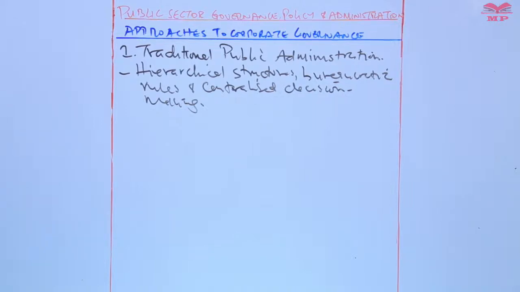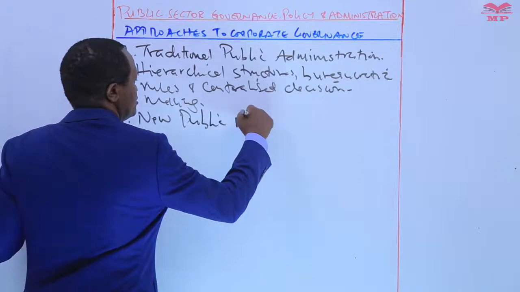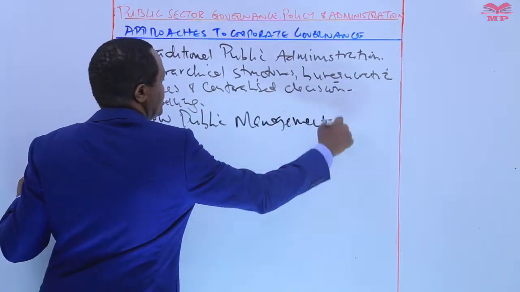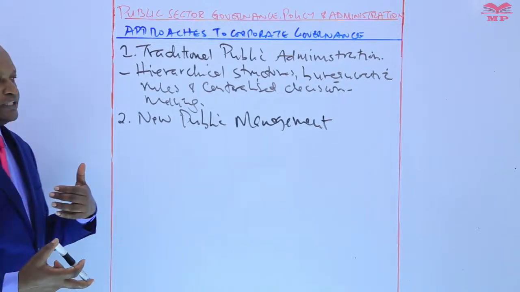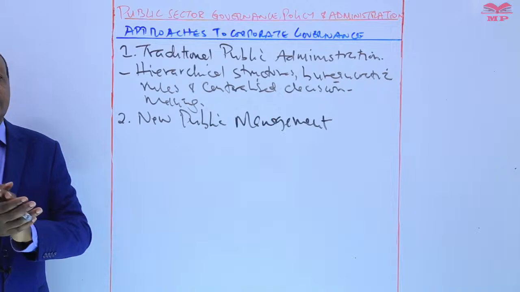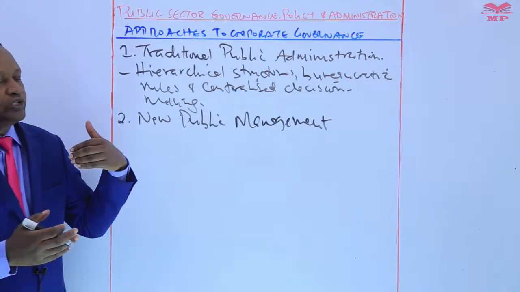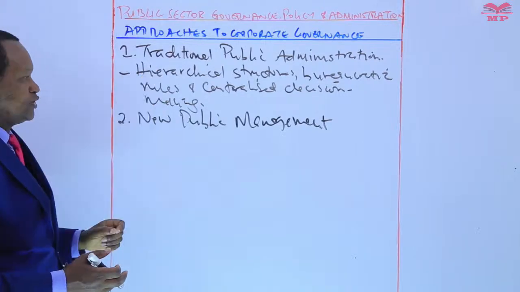Now, the second approach is the new public management. The new public management is yet another approach to corporate governance in the public sector. This approach emerged in the late 1980s and 1990s as a reaction to the perceived inefficiencies in the traditional public administration.